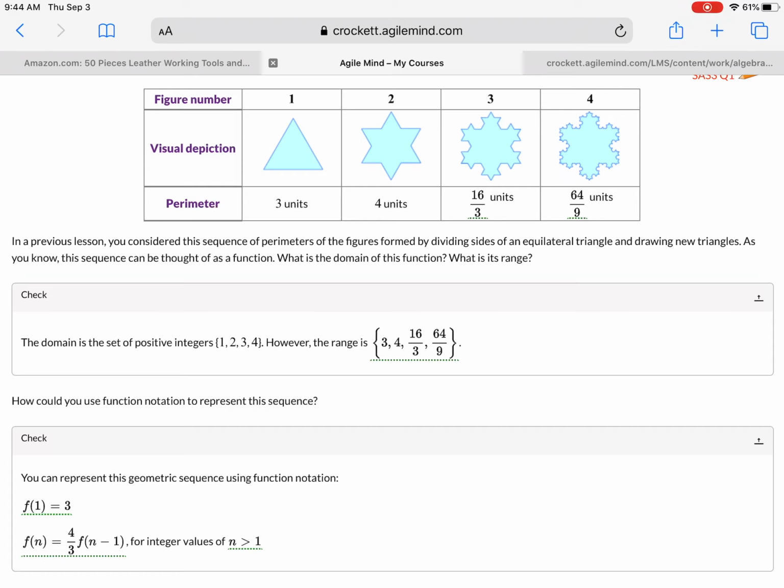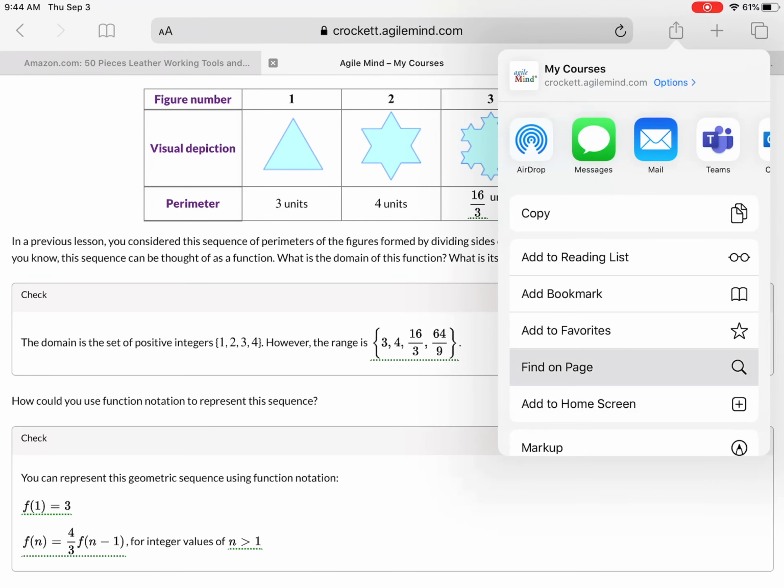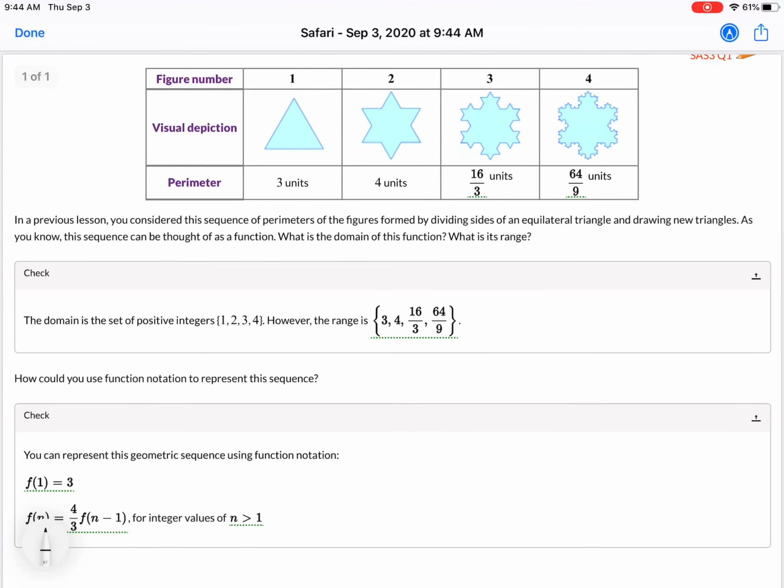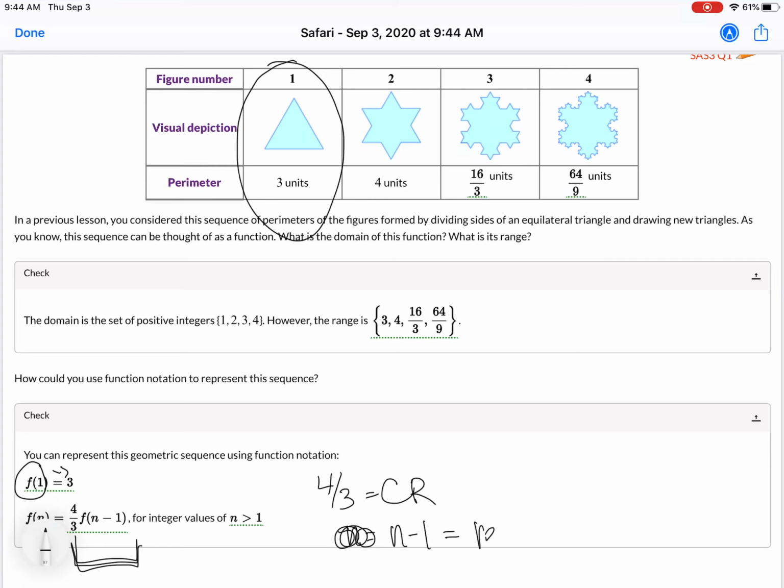It says, you can represent this geometric sequence using function notation. So what this tells us is when we put in a 1, we get out a 3, like it does right here, okay? Then this down here is our function notation. So 4/3 is our common ratio, okay? And you remember what I said yesterday, n minus 1 is our recursive definition.